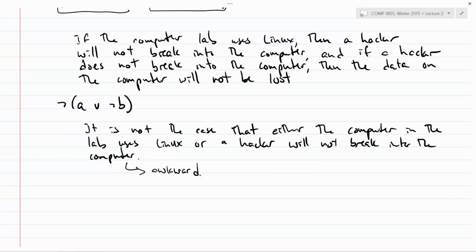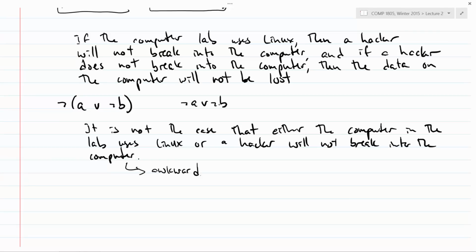So if you didn't have the parentheses, you would have not A or not B. And that might mean something else. In this particular case, it probably does mean something else. Right? This would be saying either the computer in the lab doesn't use Linux or a hacker will not break into it. Right? That's different from having the either, although I agree that it's still ambiguous. The difference will be clearer once we translate it another way. Yeah?